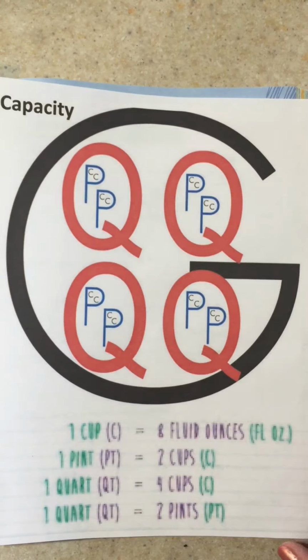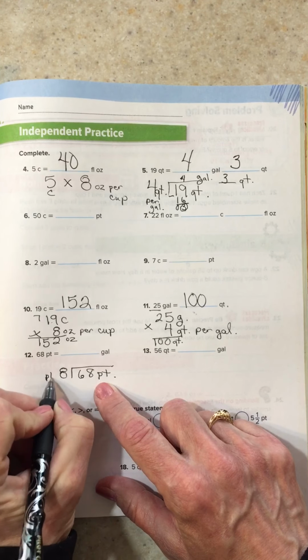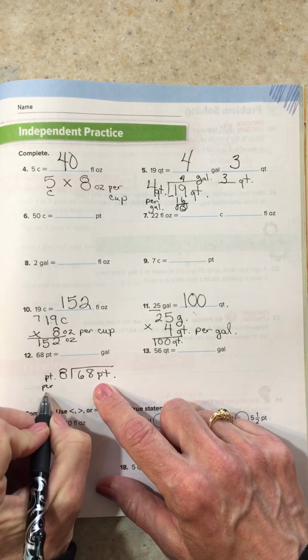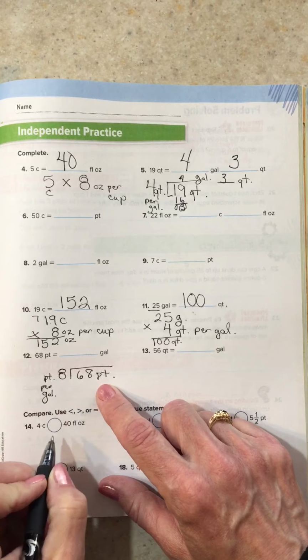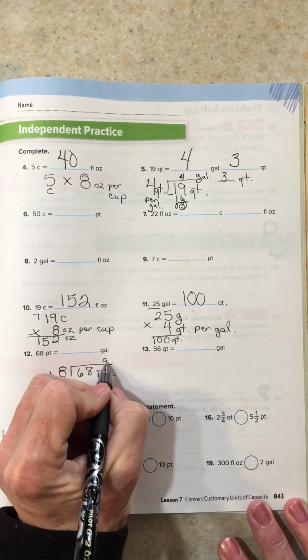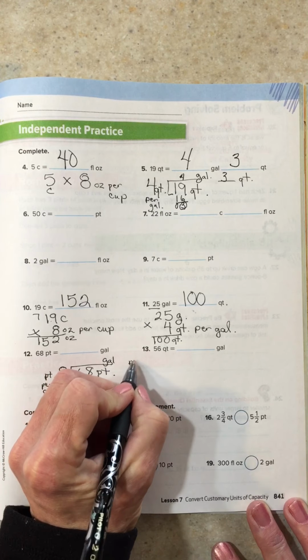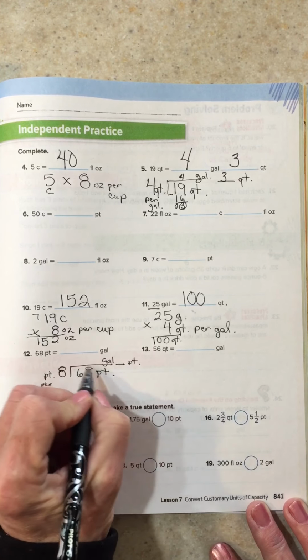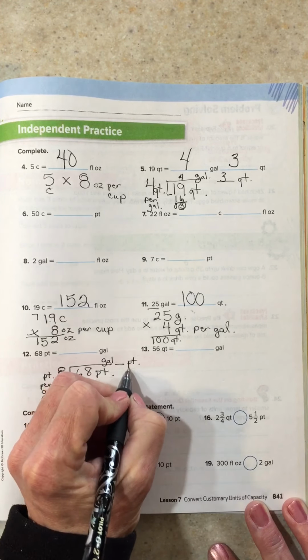So let's go over here. We're going to divide by 8 pints per gallon. Once again, writing it out helps you to see it. And when I get my answer, the answer is going to be gallons with possibly some pints left over. We don't know. If we have a remainder, it will be pints that are left over.